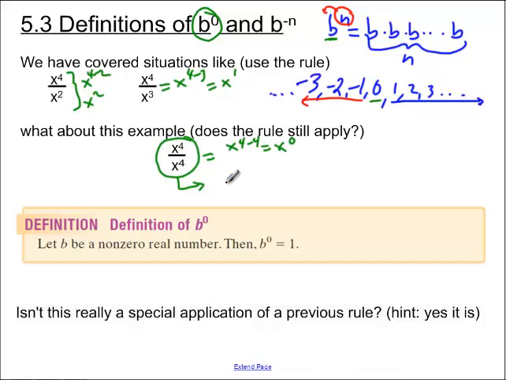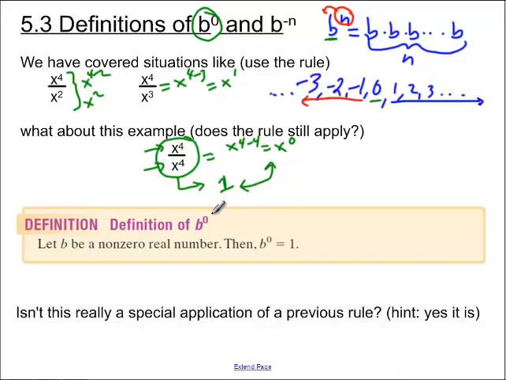X to the 4th is just a number. We've got the same number essentially in the numerator and the denominator. So if we divide that same number, or any number divided by itself, what do we get? We get just 1. So x to the 0th power, we could say, is just 1.